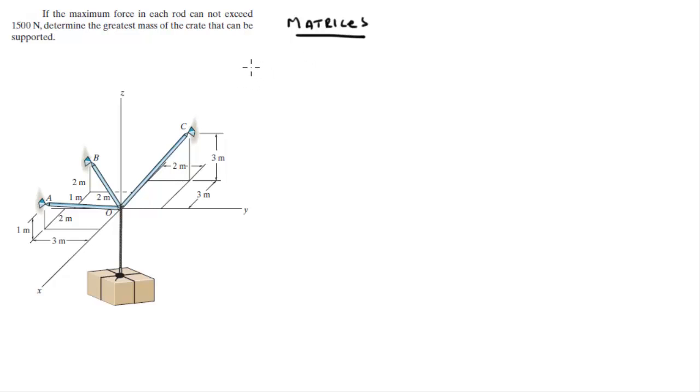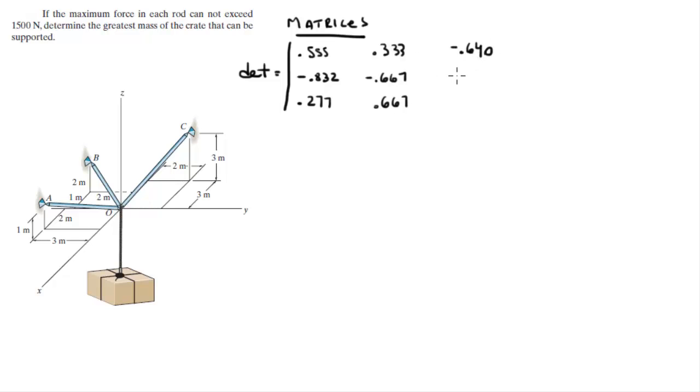For matrices, what you have to do is find the main determinant. I'm going to try to be as neat as possible. You have to build a 3x3 matrix with all the coefficients on the left side of the equal signs. That would look something like this: 0.555, minus 0.832, 0.277; the second row is 0.333, minus 0.667, positive 0.667; and this last one is minus 0.640, 0.426, and 0.640. And then you need to find the determinant. The first thing you need to do is rewrite the first and second column.